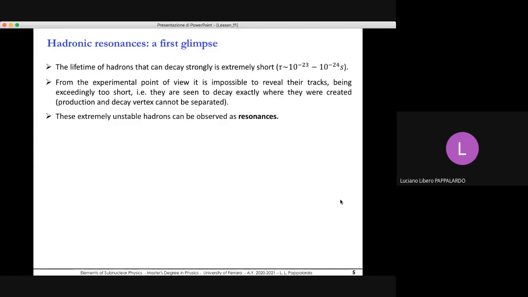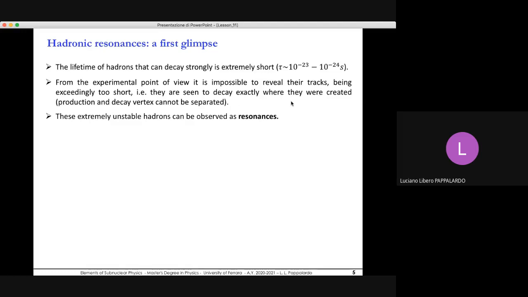Let me spend a few words about hadronic resonances, something that we already introduced before and that we will study even further later on in the course. But now I need just to come back to this concept. As we discussed several times, the lifetime of hadrons that can decay strongly is extremely short, of order 10 to the minus 23, 10 to the minus 24 seconds. From the experimental point of view, it is impossible to reveal their tracks because they are exceedingly too short. Essentially, they are seen to decay exactly where they are created, so there is no way experimentally to track them. The production and decay vertex cannot be separated experimentally because they are too close.